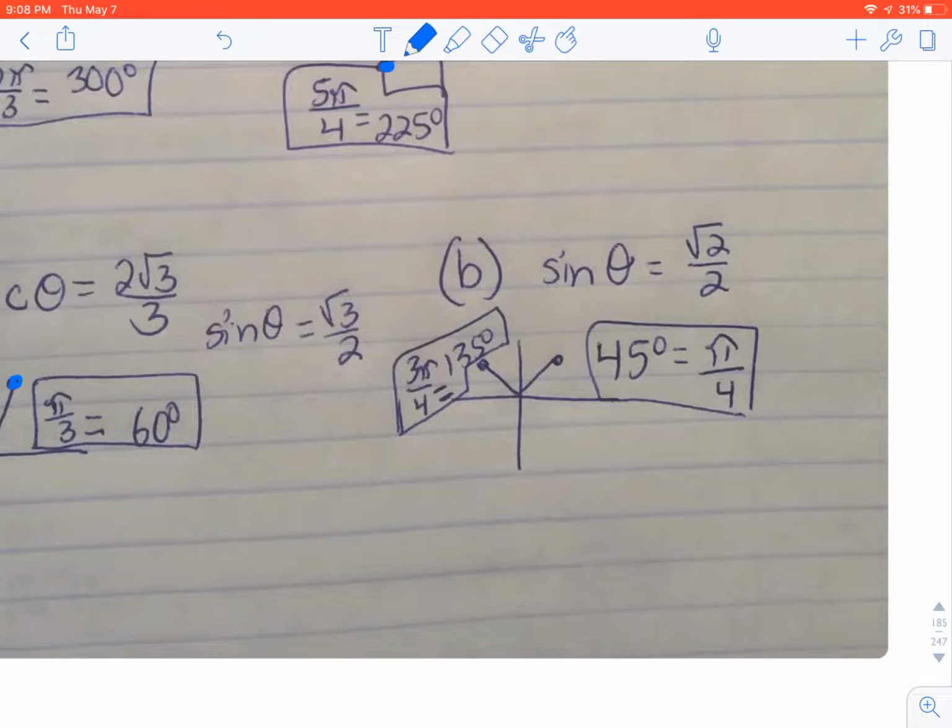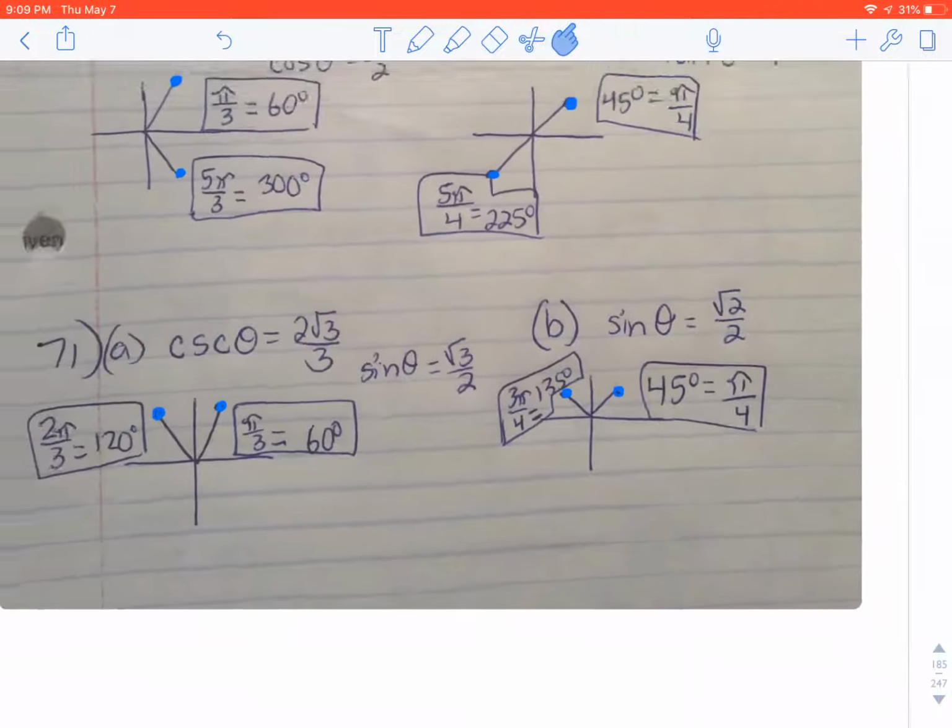And then letter B of 71, when is the sine theta going to be positive square root 2 over 2? So it's going to be positive here in quadrant 1, family of 4, because it's square root 2 over 2. So 45 degrees, pi over 4. And in quadrant 2, family of 4, because again, you're going up, so your sine is going to be positive there. And it's equivalent to square root 2 over 2. So in quadrant 2, it's 3 pi over 4, same thing as 135 degrees.